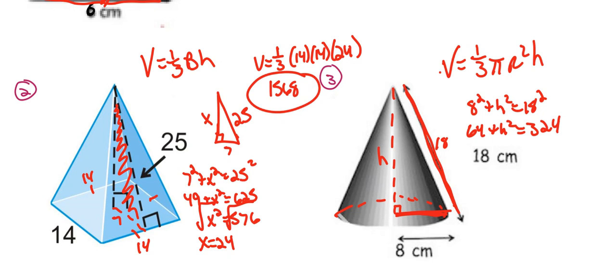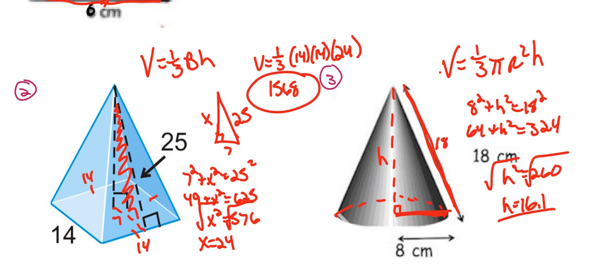324 minus 64 is 260. So h squared equals 260. I think that's 18 squared. Let me just double check. Okay, yeah. And then the square root of 260. Again, I'm not worried about radical form, so we'll just round to the nearest tenth. I get 16.1. That's the height.